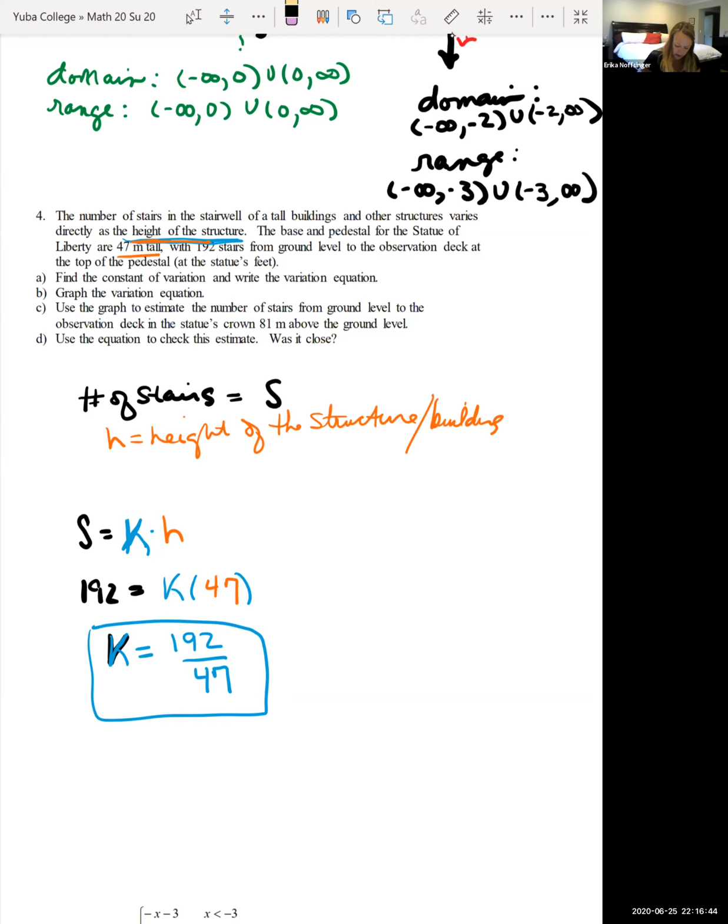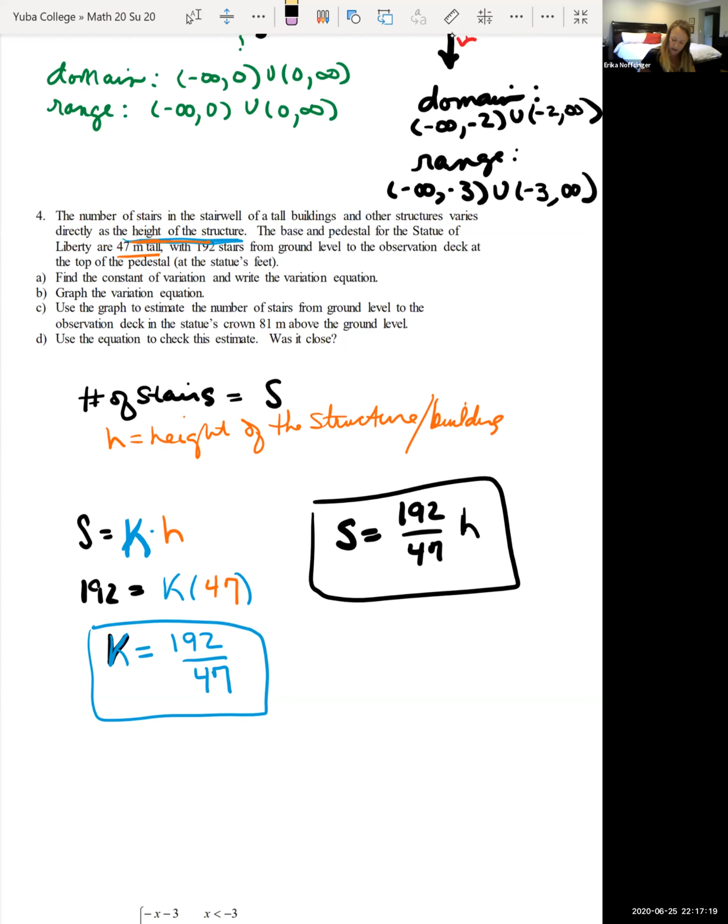So now we have the equation that we could use to help solve any question they ask of this. So we have S is equal to 192 over 47 times H. Okay, so find the constant of the variation and write the variation equation, that's B.